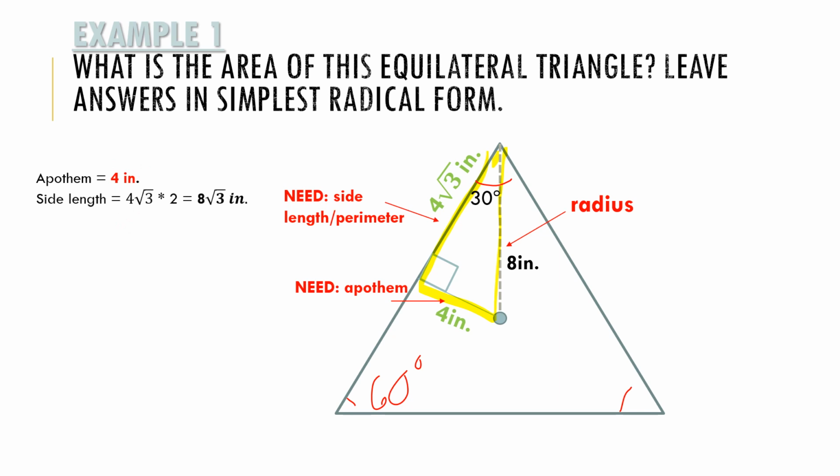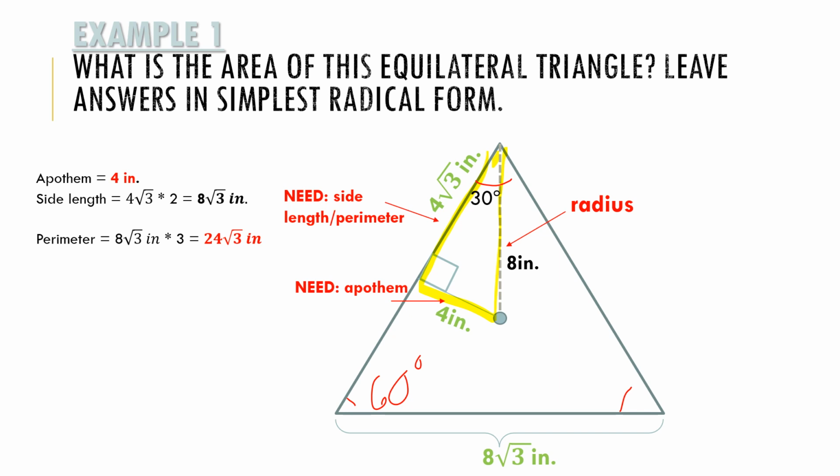So if I list out what I know on the side, I know that my apothem is 4 inches. I know that the side length of the big equilateral triangle is going to be 8 square root of 3 inches, right? Because I have to take that shorter length and multiply it by 2. So this whole side length here will be 8 square root of 3. That means for the perimeter, I'm just going to take 8 square root of 3 and multiply it by 3, right? 8 square root of 3, 8 square root of 3, 8 square root of 3, and there's my whole perimeter. So my perimeter, which I need for my formula, is actually 24 square root of 3.